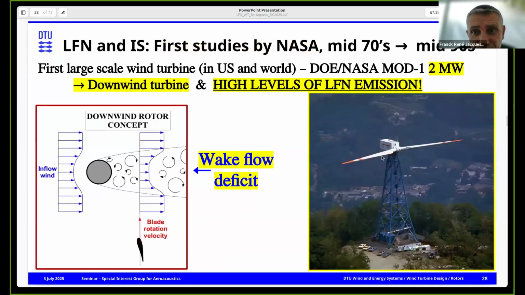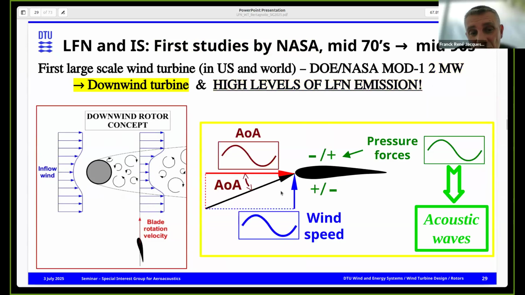But they have this turbine, which is downwind, and you have a massive tower here. Since now the blade is passing downstream of the tower, it's passing in its wake. Again, here you will have a larger wind deficit because of the tower wake. And it will be the same: change in wind speed, change in pressure forces, acoustic wave. Actually, this Mod-1 turbine created a lot of problems for the neighbors because it was generating this very uncomfortable sound wave at low frequencies.